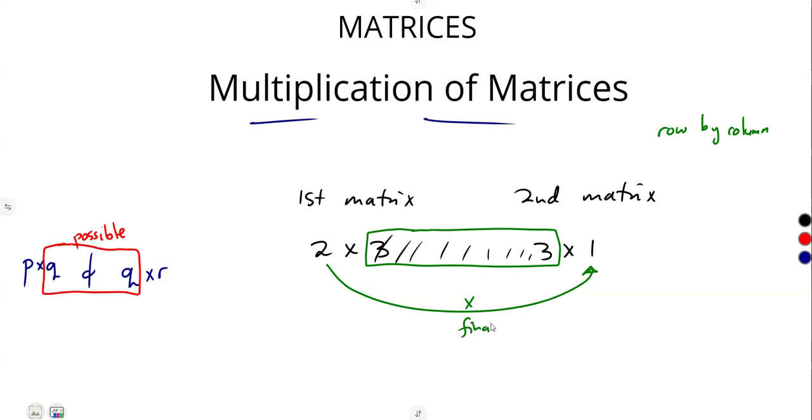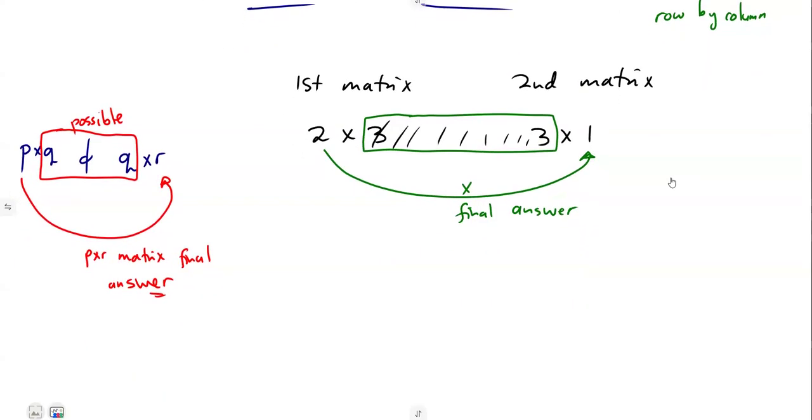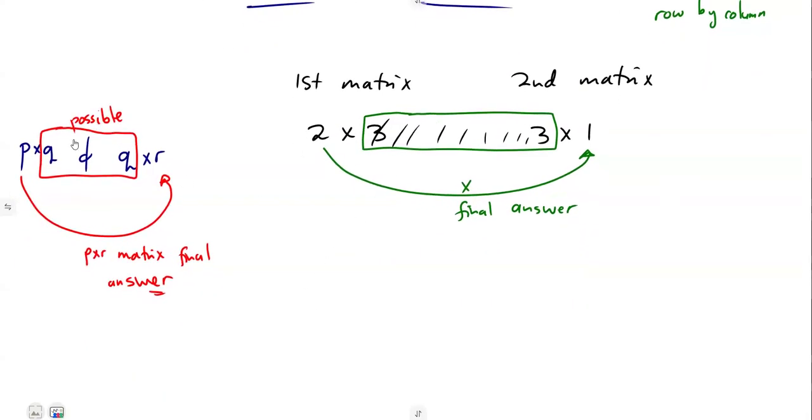Here, P by R is going to be our final answer, 2 by 1, a 2 by R matrix. So that is the condition for multiplication. All right, so how do we multiply? Here we just saw it is possible for us to multiply because these two are the same. Then the first and the last represent the order of our final answer. So how do we multiply now?